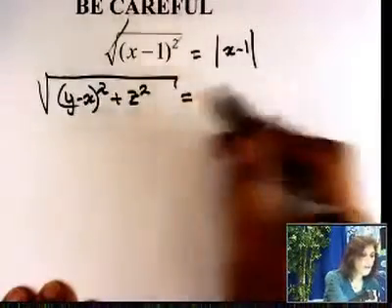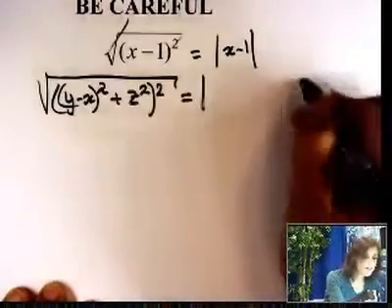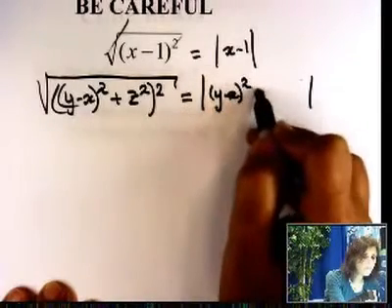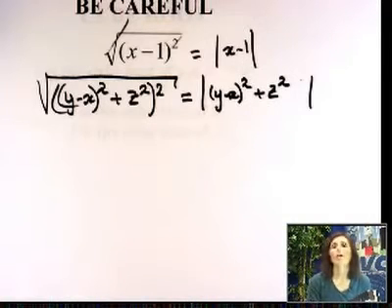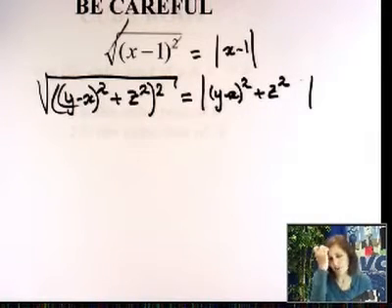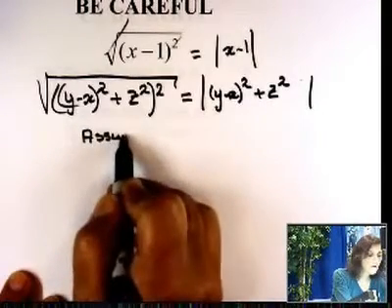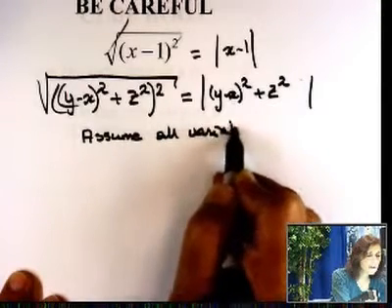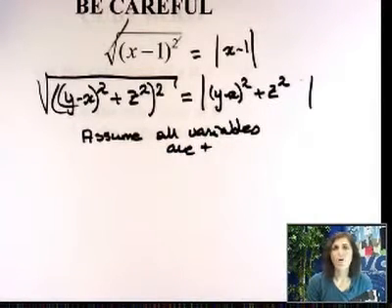What are you going to have? You're going to have an absolute value. The other thing that you need to understand, in your books, most probably, you are going to have a little note in there. It says it's assumed all variables are positive, or something like that. Or expressions inside the radical are positive, or something like that.